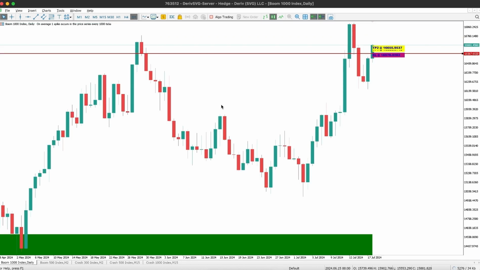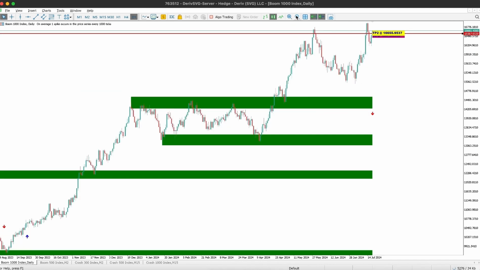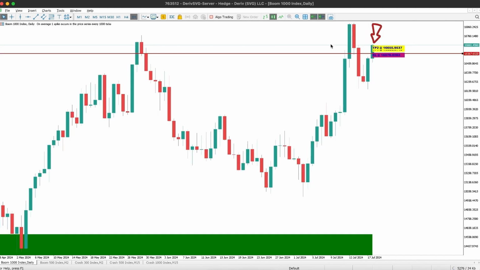So the first thing that I did was I went to my daily time frame, and in my daily time frame I made sure that the market wasn't in a resistance area. This method is the same for all of the Boom pairs. So the first thing is you want to make sure that the market is not in a resistance area. As you can see, there's no resistance area on the current candle. That was the first step.